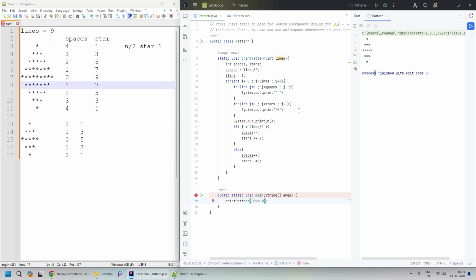So guys, the simple trick is to always consider a pattern as a 2D matrix. You go line by line, you come up with a formula on how to calculate spaces and stars, and keep on printing them in every line, and this trick will help you solve any pattern problem.